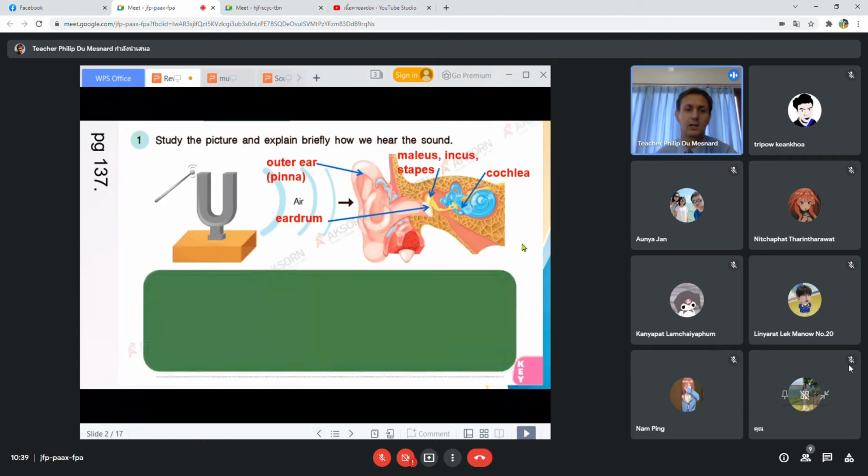Okay, class. So I want to ask one of the students if you can tell me what can you see in this picture, and you can also read the red words if you want to. And how do we hear sound? Is there someone that wants to try?